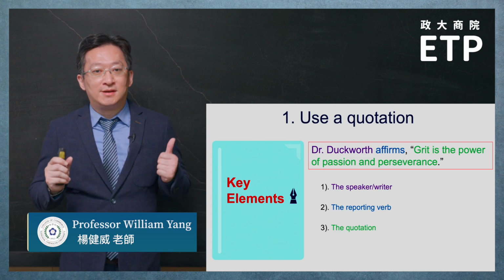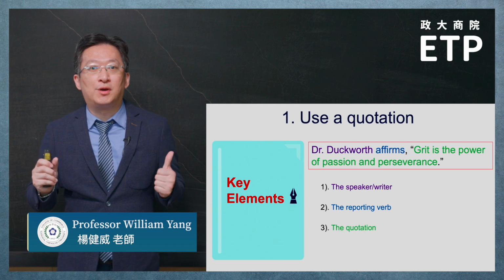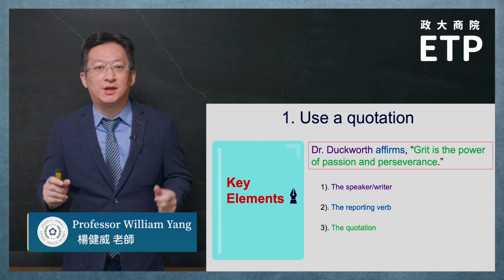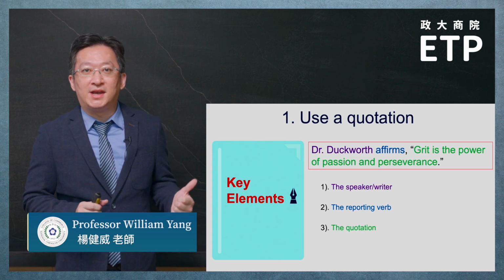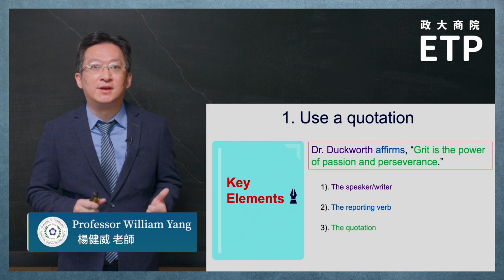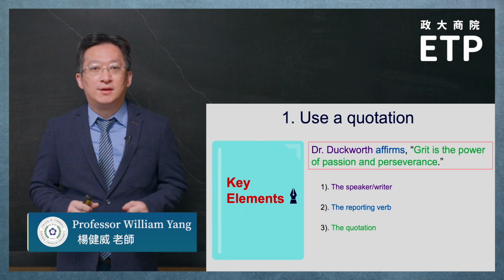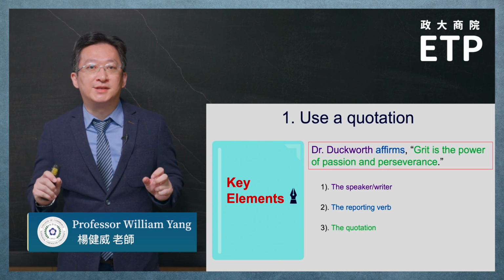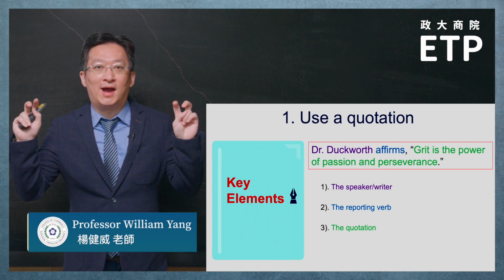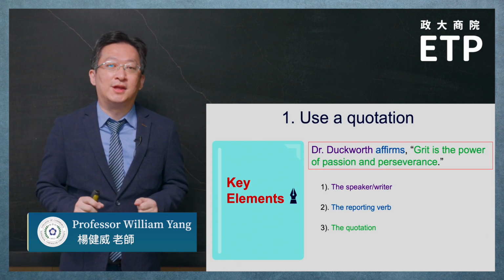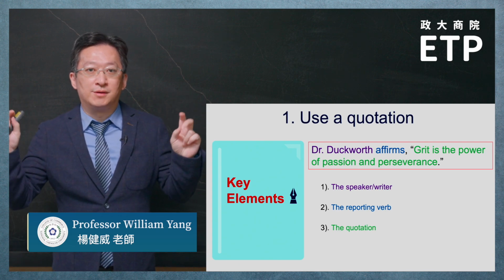Then you may ask, so how do I show the audience I'm using a quotation? It's very simple. In speaking, when you need to cite a source, to start a quotation, you can say quote or I quote. To end a quotation, you can say end quote.